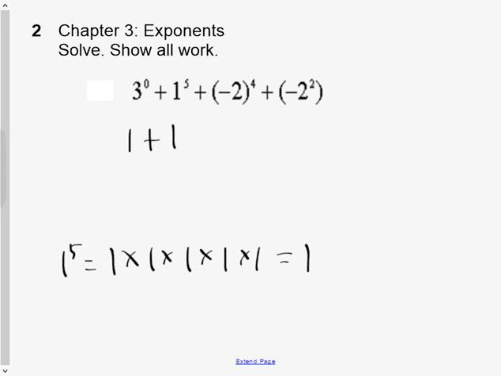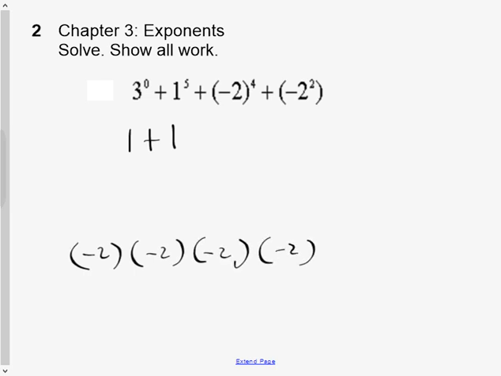Our next two parts are negative 2 in brackets to the exponent 4. What that really is asking us to do is take the negative 2 and multiply by itself 4 times. So negative 2 times negative 2 is 4, and 4 times negative 2 is negative 8. And negative 8 times negative 2 is a positive 16. So negative 2 in brackets to the exponent 4 is a positive 16.